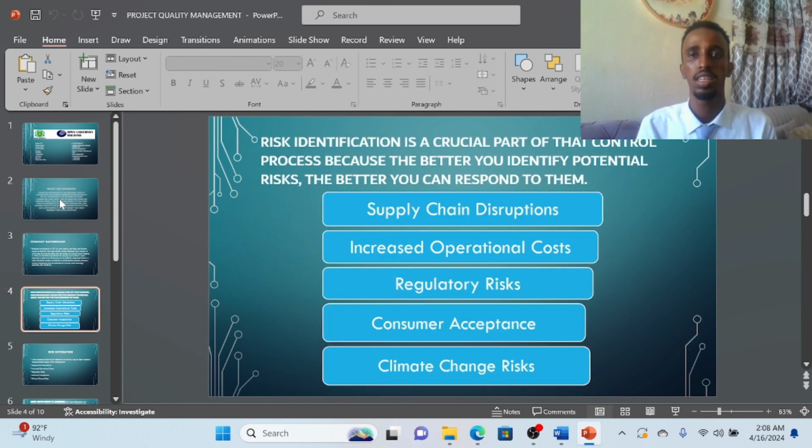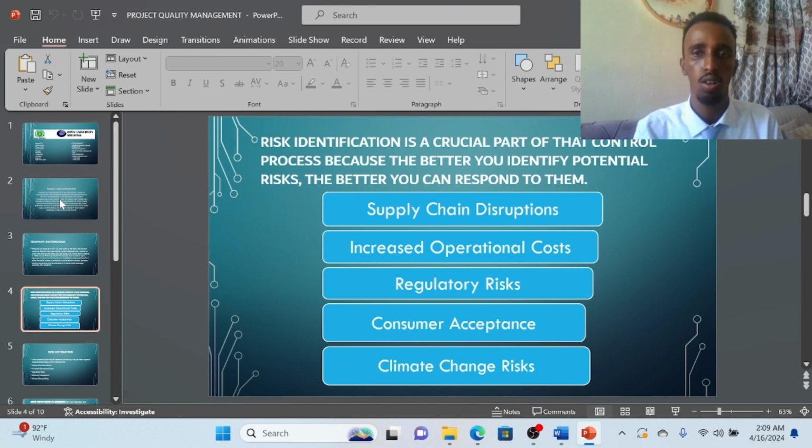risk identification. Risk identification is a crucial part of the control procedure, because the better you identify potential risks, the better you can respond to them. We have five steps to risk identification. First, supply chain distribution also increases.